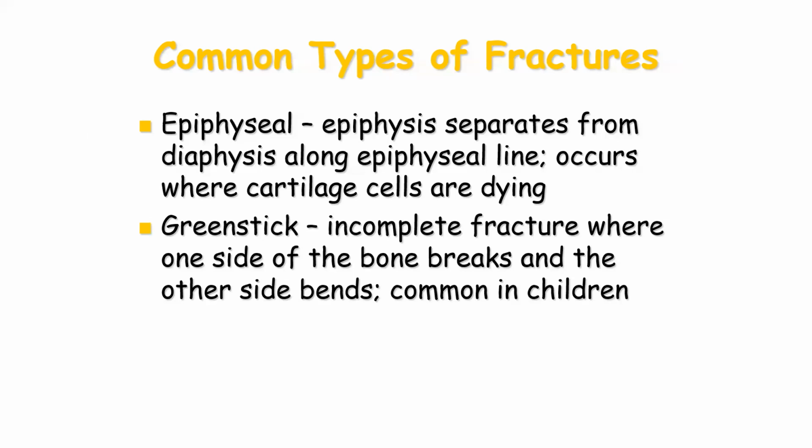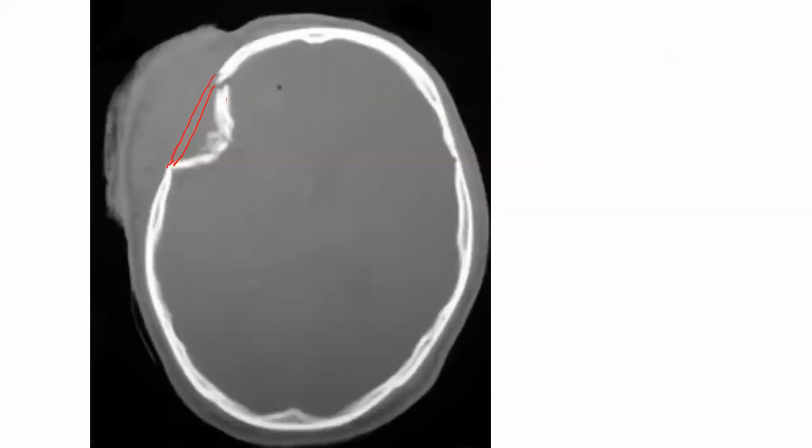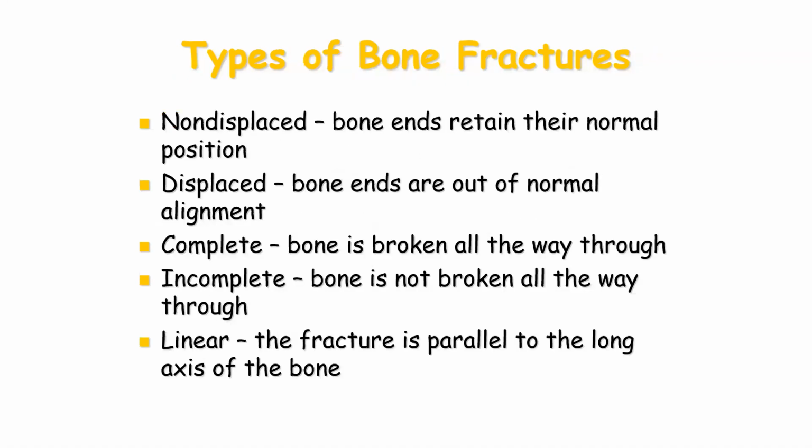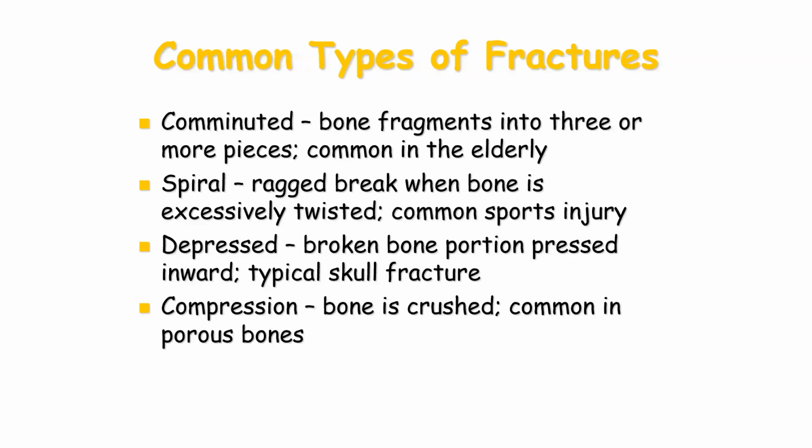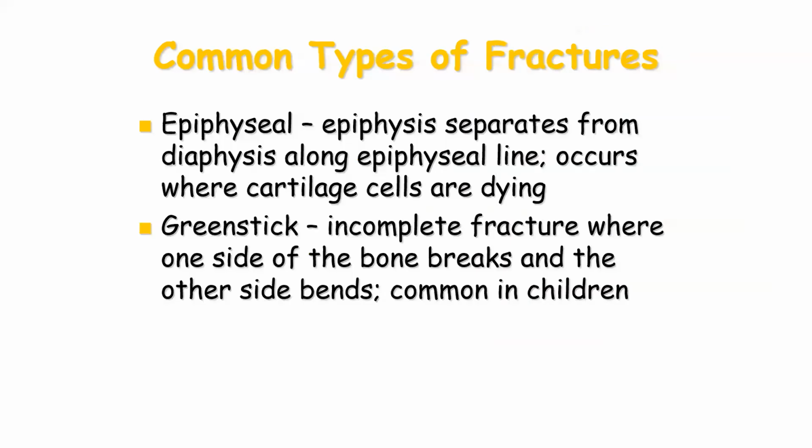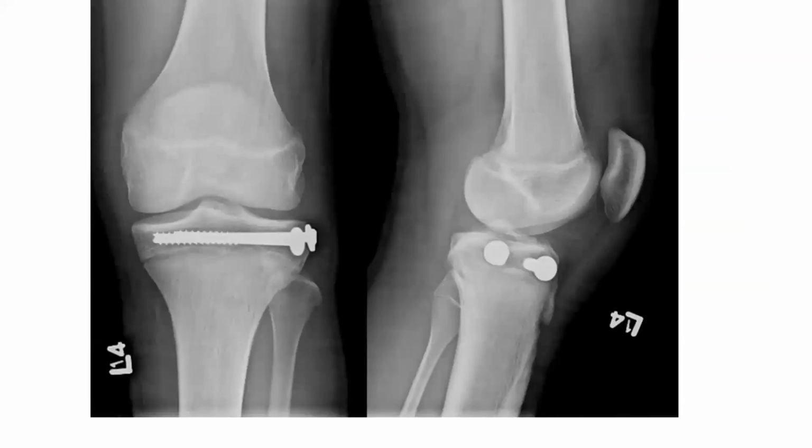So the two most common types of fracture in children are the epiphyseal fracture, where the epiphyseal plate splits, right? And the greenstick fracture, where the bone bends enough until it breaks on one side. Whereas common fractures in adults, we're looking at comminuted, spiral, depressed, and compression fractures.